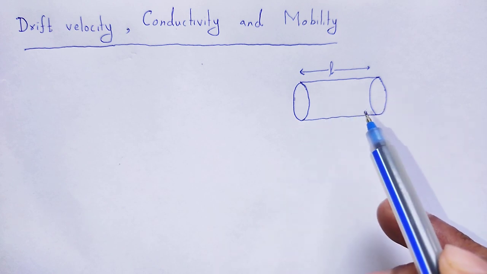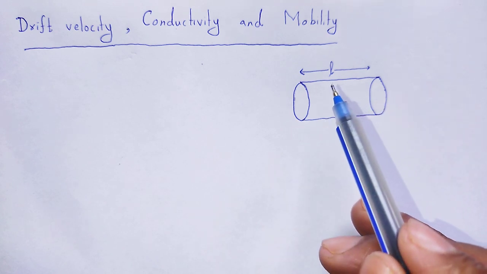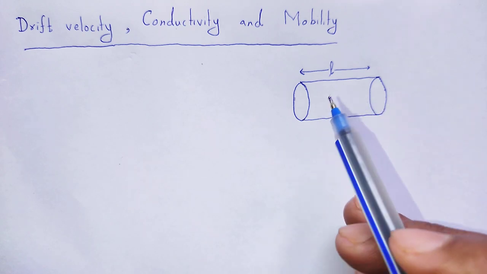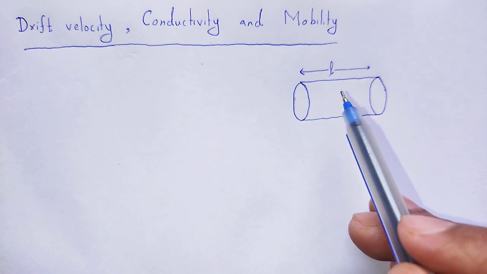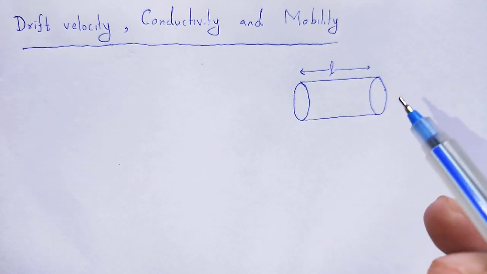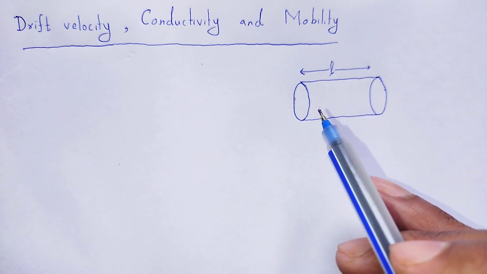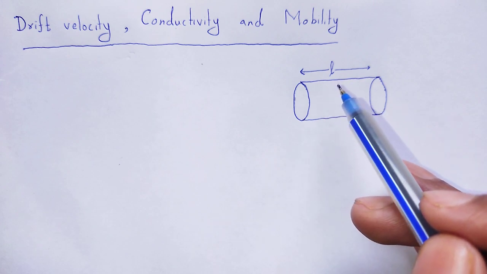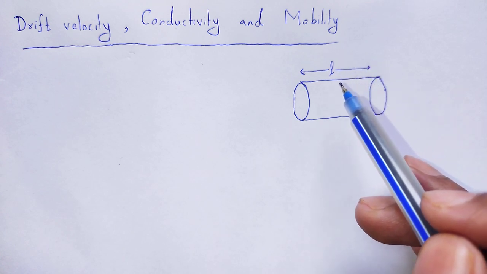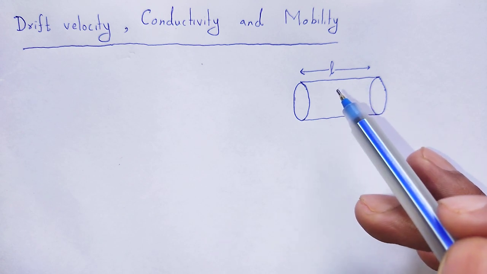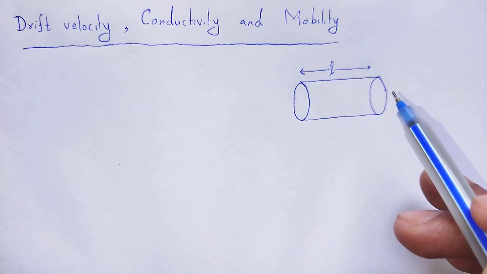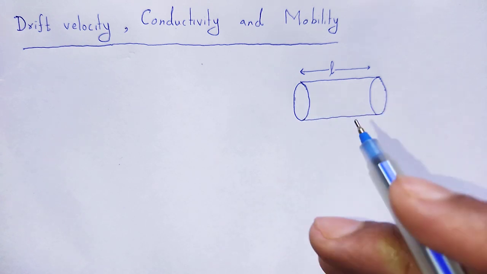In that semiconductor, there are free electrons as well as holes. Due to thermal inertia, the free electrons and holes inside a semiconductor are in a state of random motion. These free electrons as well as holes move with all possible velocities in all possible directions, and the average velocity of these charge carriers due to thermal inertia will be 0.